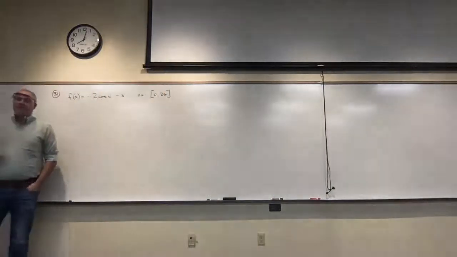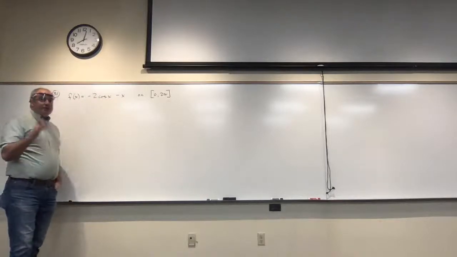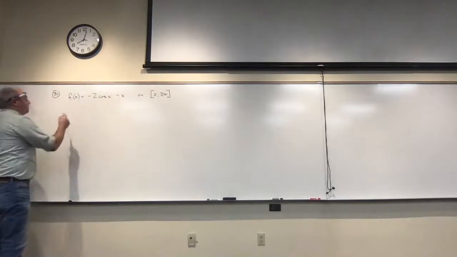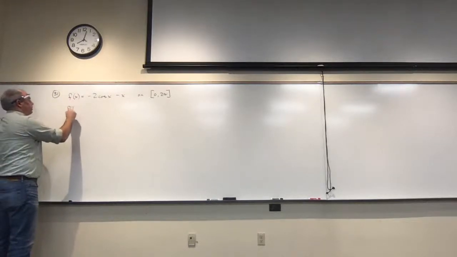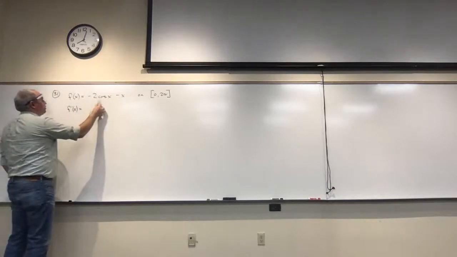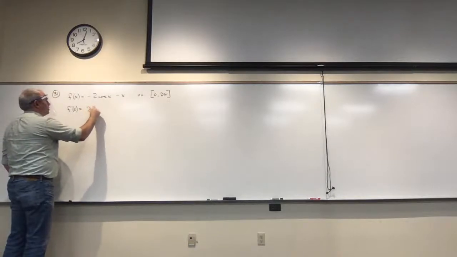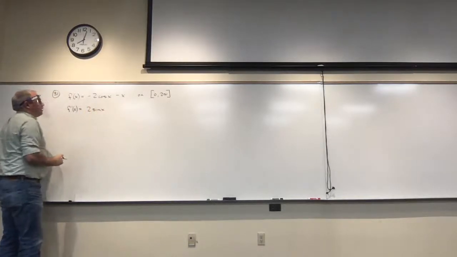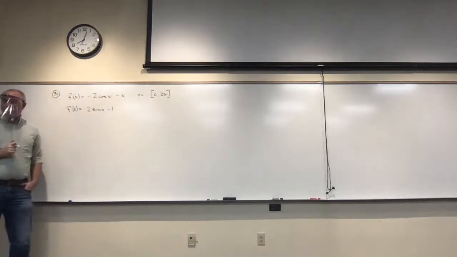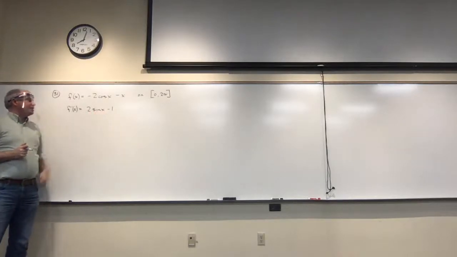Okay, so the first thing that typically we want to do when we're finding where a function is increasing and decreasing is find all the critical values, and then put them on a number line. So let's go ahead and do that. So we'll start by taking the derivative. So the derivative of negative 2 cosine of x is 2 sine x, and then the derivative of negative x is minus 1, correct?